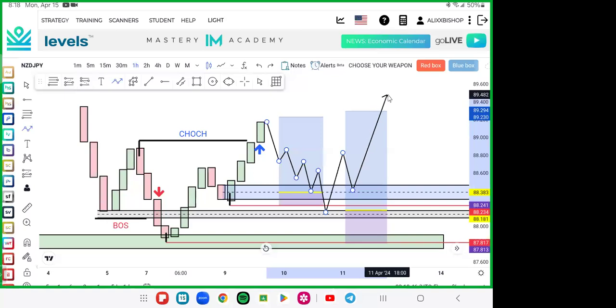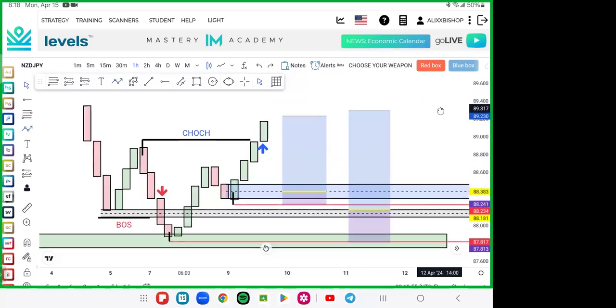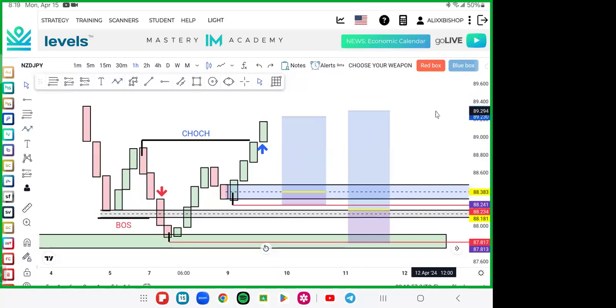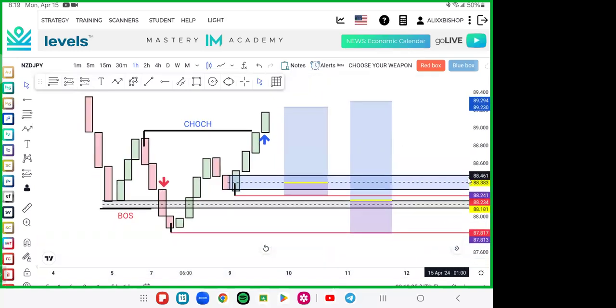Now, I'm going to show you exactly how to get that confirmation, because you don't have to be the first one in, guys. You never have to be the first one in a zone. I like to get in because I like to test trade. I'm going to go ahead and delete this for the visual. I like to get in because I like to test trade, guys.